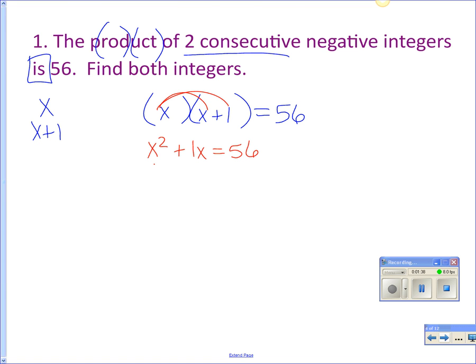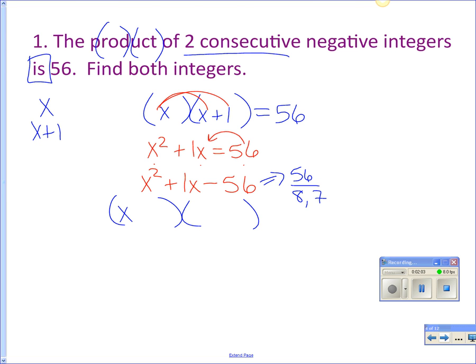We've got 3 parts, 1, 2, 3. The problem is the 56 is in the wrong spot. Need to move it over. So it's going to be x squared plus 1x minus 56. All right, so now that we have everything lined up correctly, we're going to kick out the 56. I need 2 things that multiply to give me 56 and subtract to give me 1. So that is 8 and 7. 2 sets of parentheses, x and x. My signs are going to be different because it ends in a minus, and the 8 goes with the plus.